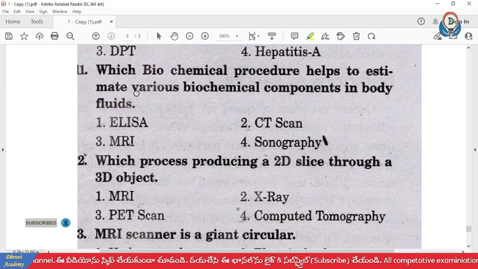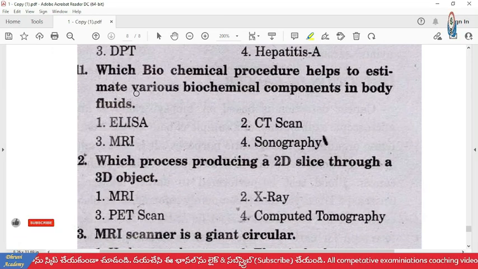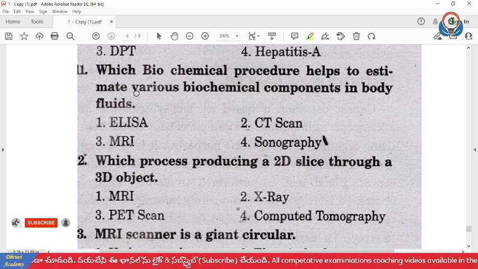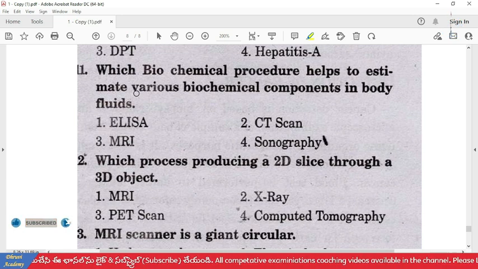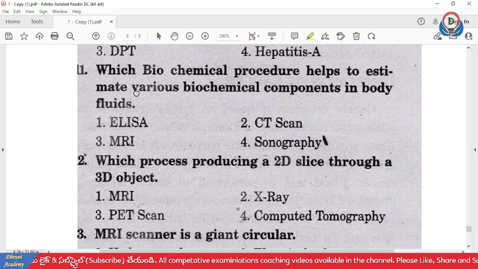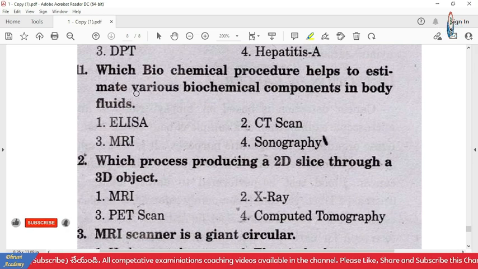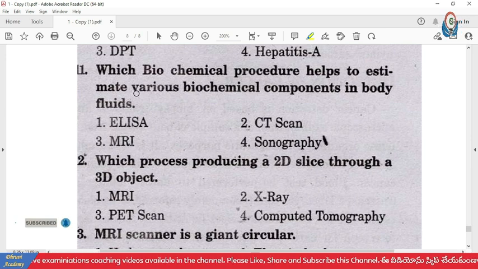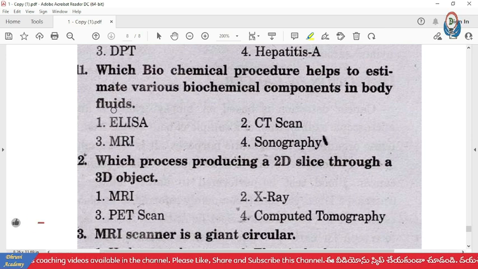Which biochemical procedure helps to estimate various biochemical components in the body fluid? The first one ELISA, or second one CT scan, or third one MRI, and fourth one sonography. Which is the correct answer? Its answer is ELISA.